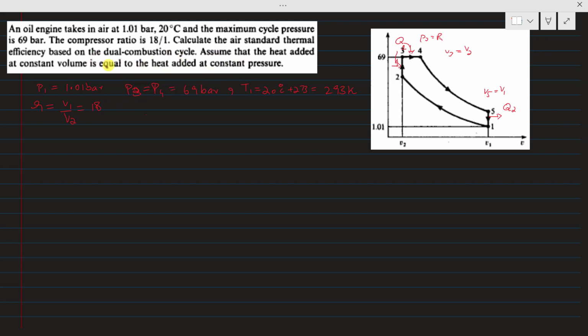The next condition provided is to assume that the heat added at constant volume is equal to the heat added at constant pressure. So the heat supplied here and there is the same. So here I can write, process 2 to 3 is a constant volume process, so the heat supplied is Cv times T3 minus T2, equal to Cp times T4 minus T3.